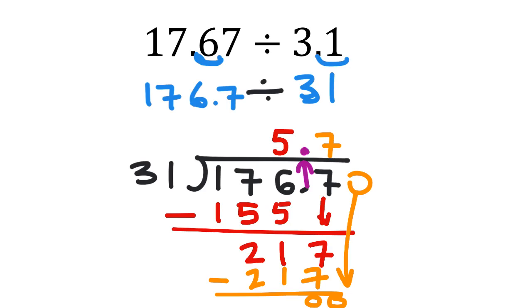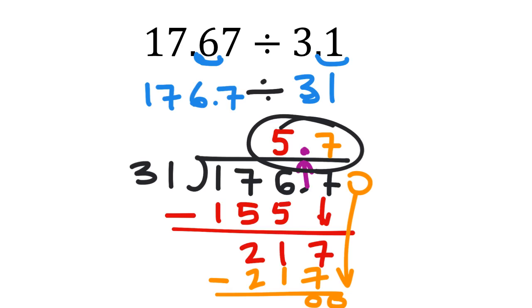That makes that number bigger to work with whatever divisor you're working with. But in this case, we're finished with the 5.7. But again, I would go to the calculator and check 17.67 divided by 3.1. We should get the same answer, 5.7.